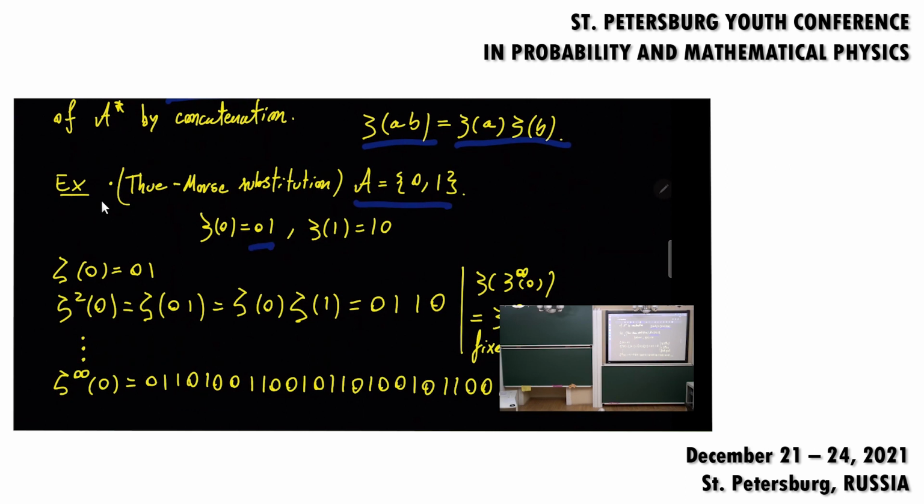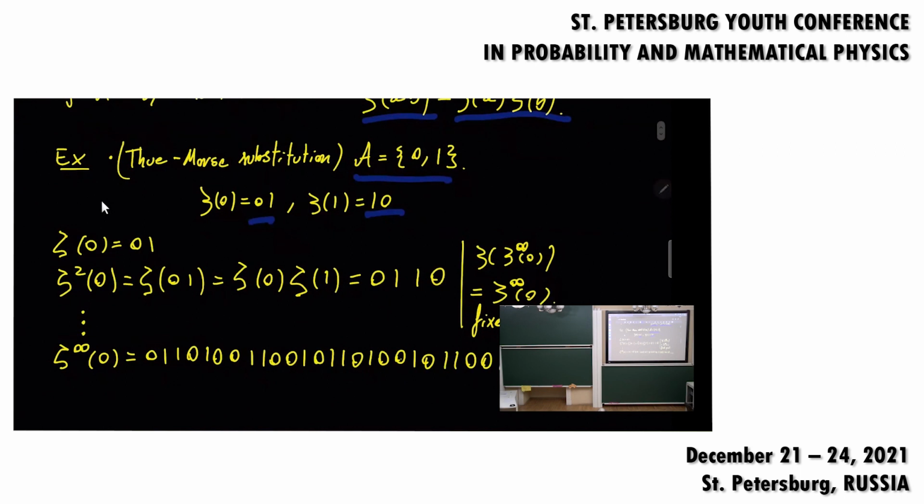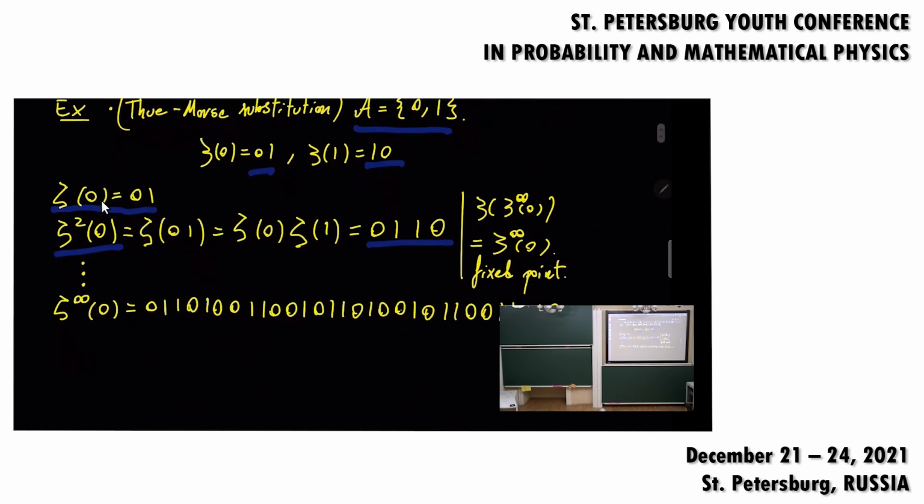Since we can extend the definition of the substitution to finite words, we can iterate the substitution. We start with the image of 0, which is 0 1. The second iteration, we obtain this finite word 0 1 1 0. And we can do this infinitely many times and obtain an infinite word, which I will denote theta infinity of 0. I'm going to call this infinite word the Thue-Morse word.